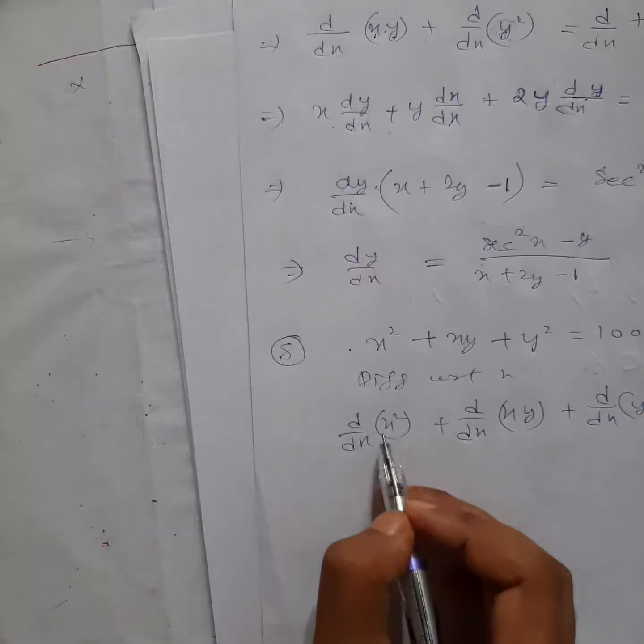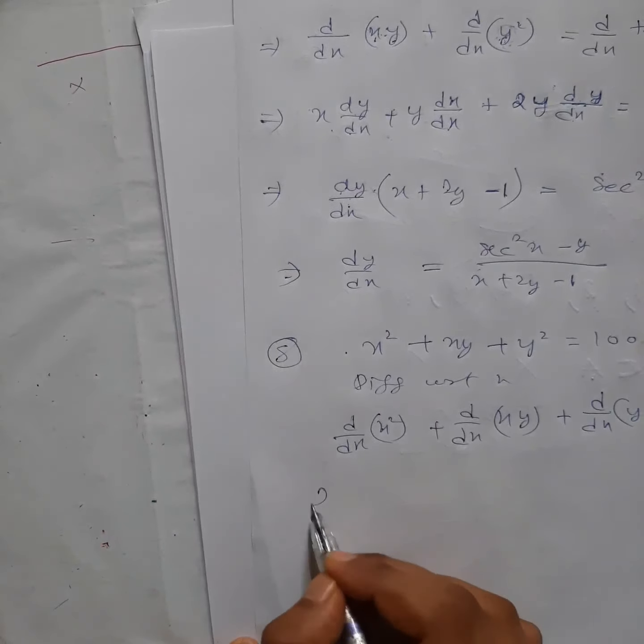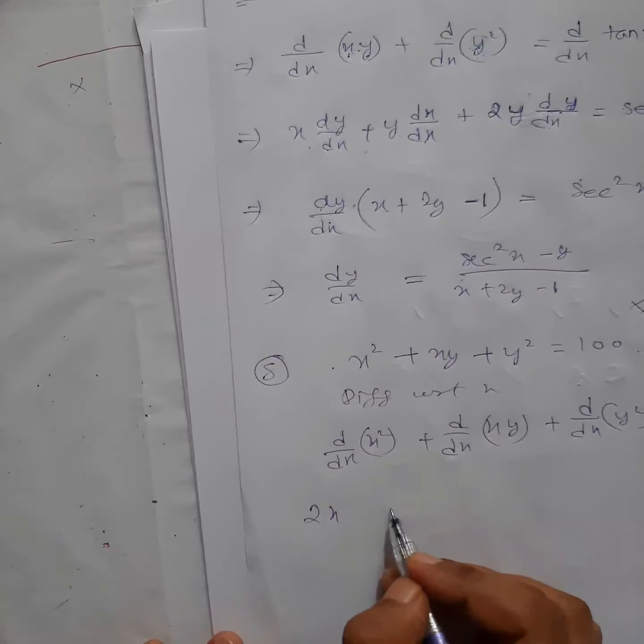So this one, what will it give? It is of the form x square only, right? So in place of x, it is there, so differentiate only once. 2x times dx by dx, only 1 it will give, right?